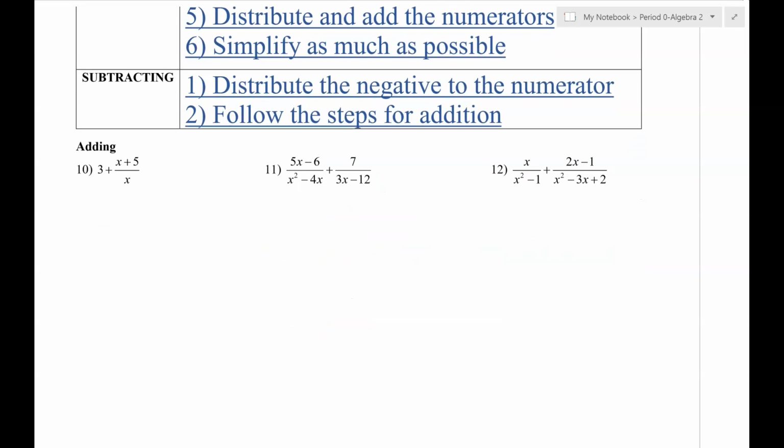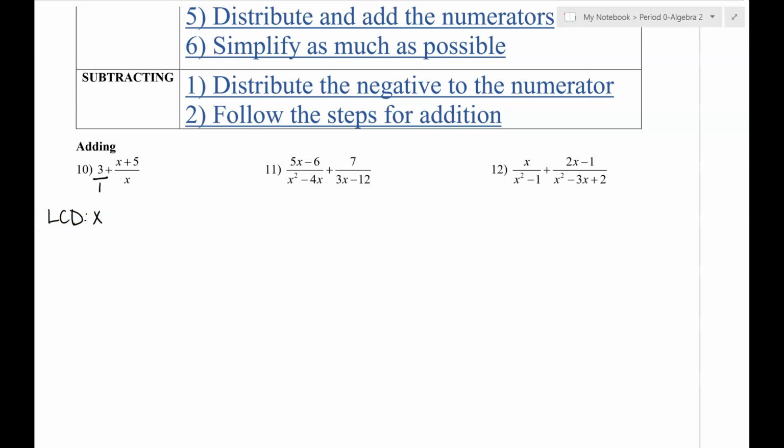So here we go. Adding. First is adding. It says 3 plus a fraction of x plus 5 divided by x. 3 doesn't have a fraction. How do you make it into a fraction? Yeah, put it over 1. Well, look at the denominators. Are they the same? No, right? So what do you think the common denominator is? Yeah, so this one, LCD is x.